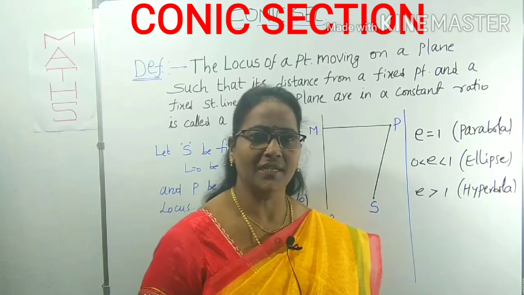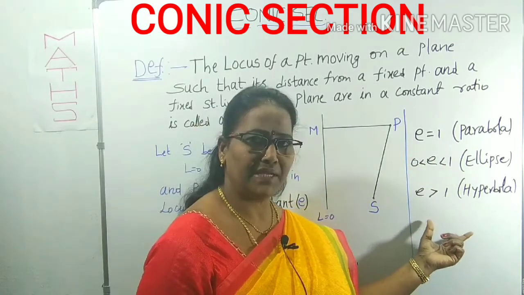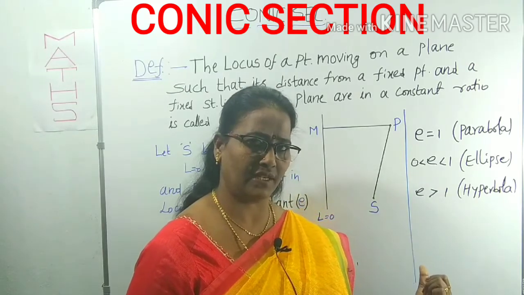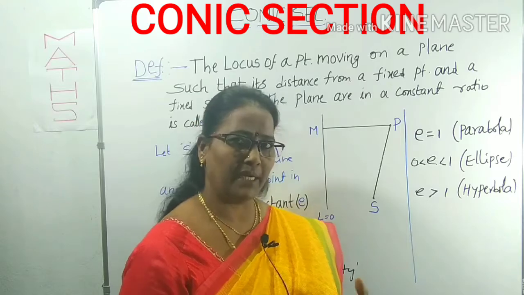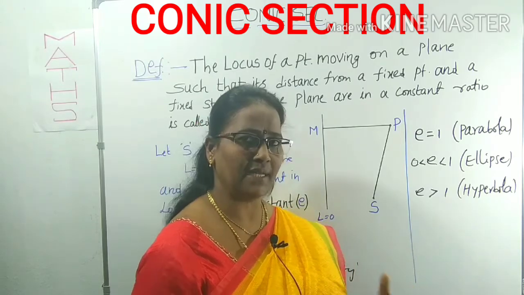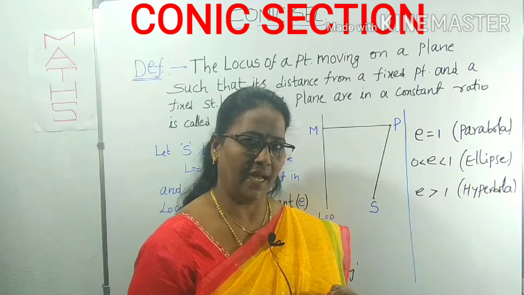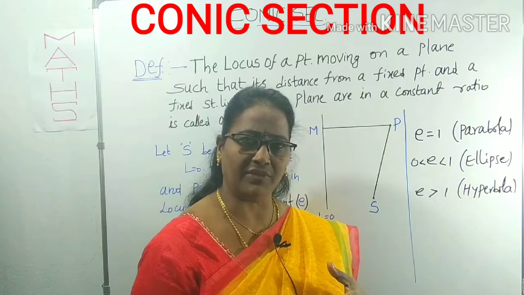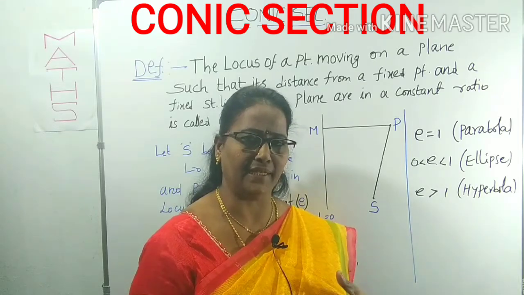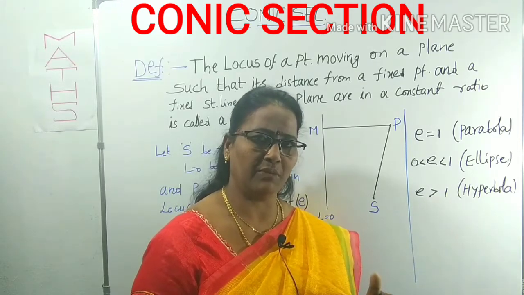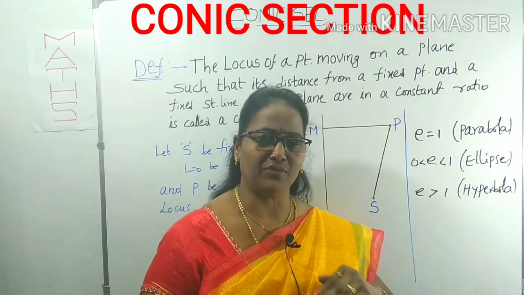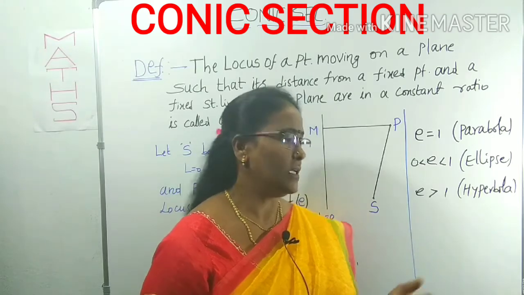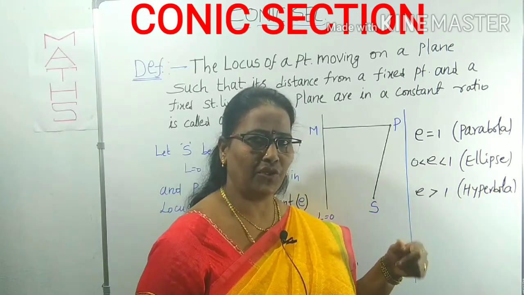These three types of curves depend on which value? Eccentricity. What I said about the constant ratio is called the eccentricity of the conic. Depending upon the E value, the conic becomes a parabola, ellipse or hyperbola. You have to discuss them one by one. If you know the parabola very well, you can follow the ellipse very easily. All methods, formulas and applications are the same for the hyperbola, with small changes.